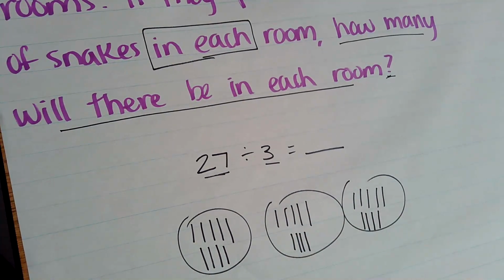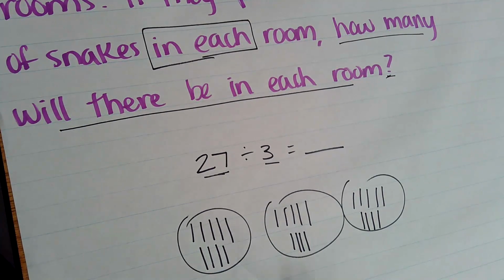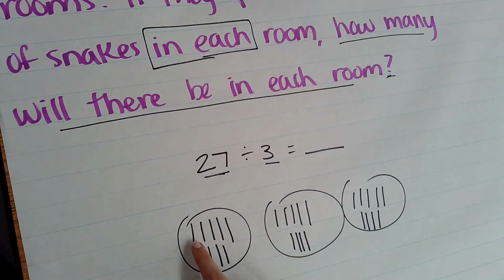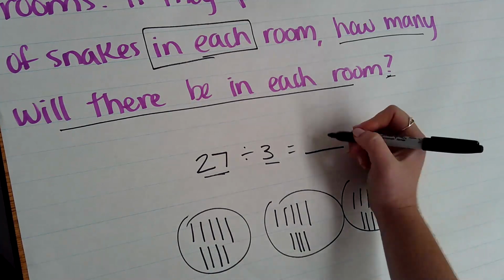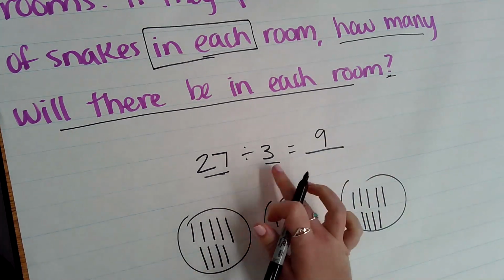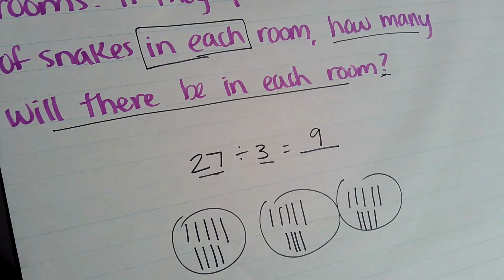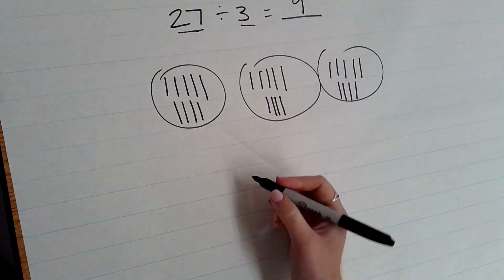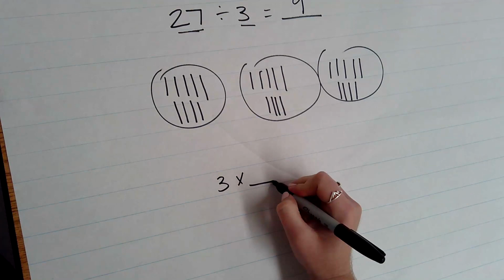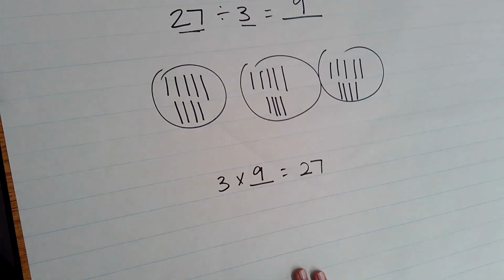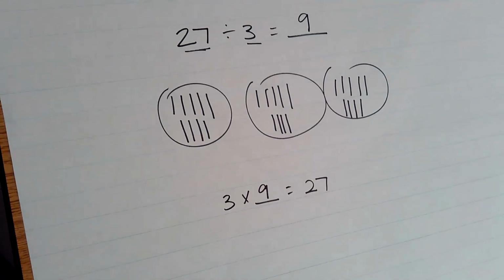I have an equal amount in each room, each of those 3 rooms, and now I need to figure out how many there will be in each room, so I'm going to count up one of my groups. 1, 2, 3, 4, 5, 6, 7, 8, 9. 27 divided by 3 equals 9. This would also be a problem that I could use my fact family to help me. I'm going to think of 3 times what equals 27. 3 times 9 is 27. There will be 9 snakes in each room.